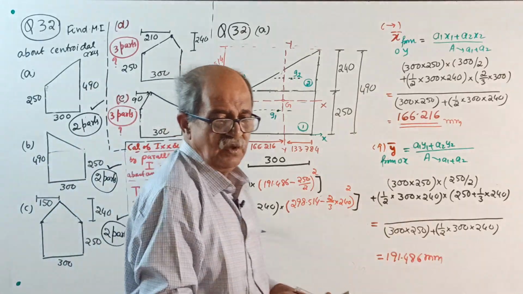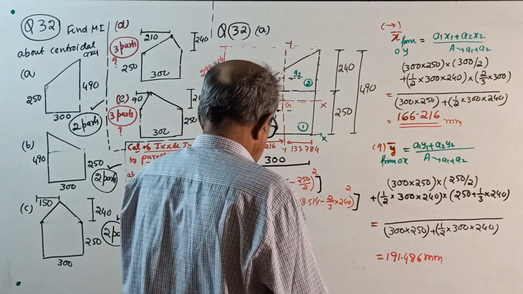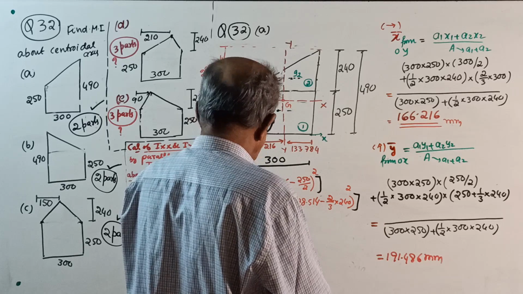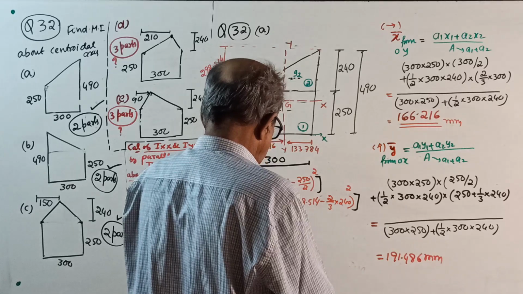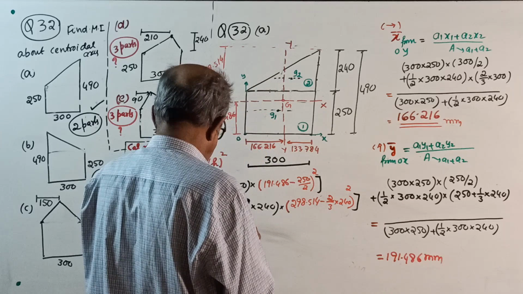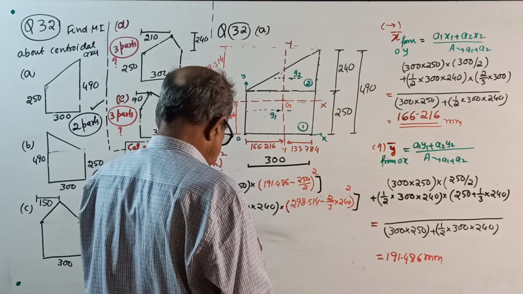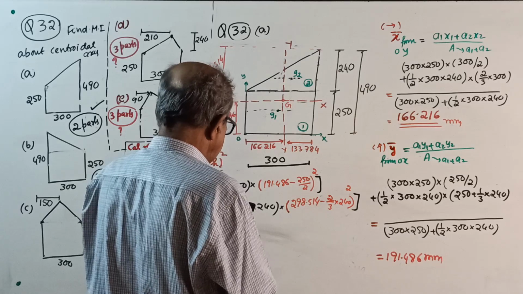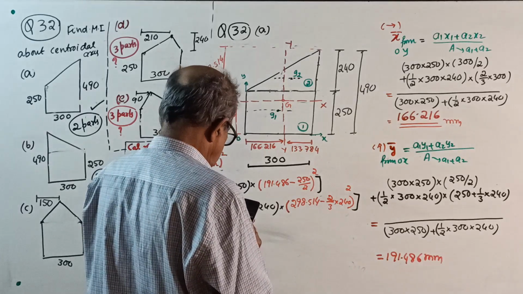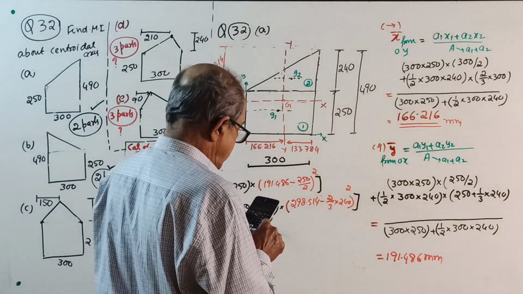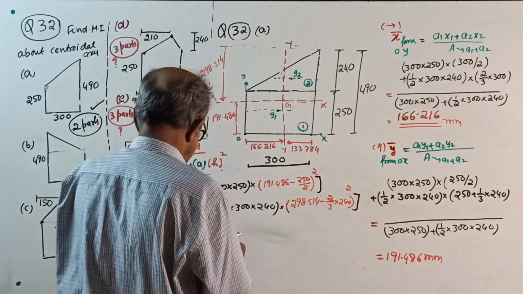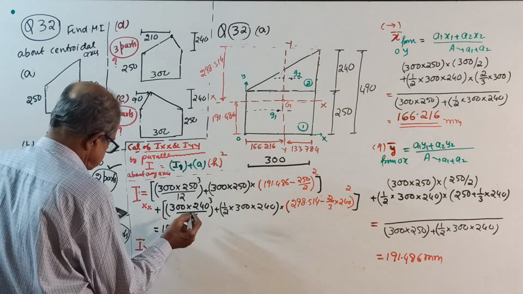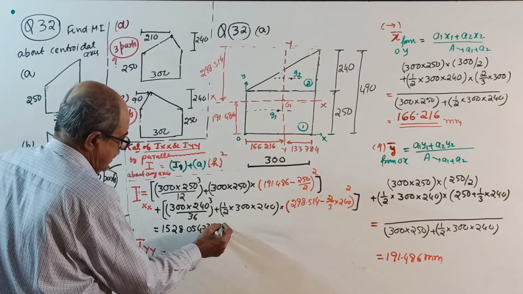Equal to, I already calculated once, I will calculate once again, because there's a reason for it. 300 into 250 cube divided by 12 plus 300 into 250 into (191.486 minus 125) square plus 300 into 240 cube divided by 36 plus 300 into half is 120 into bracket (298.514 minus 2/3 of 240) close square, divided by 10 to the power 6. 1528.05473. This much accuracy not required, 10 to the power 6.